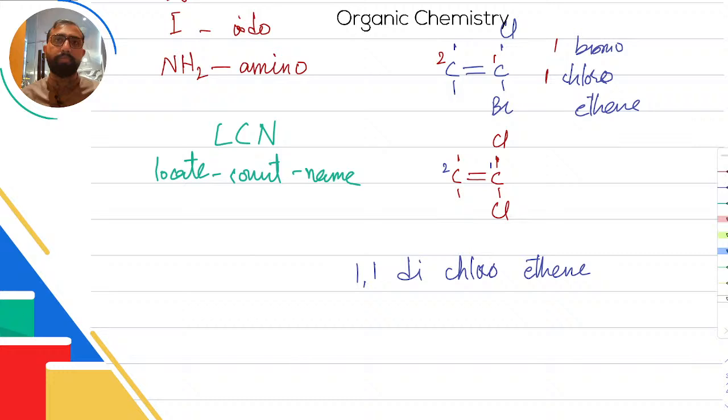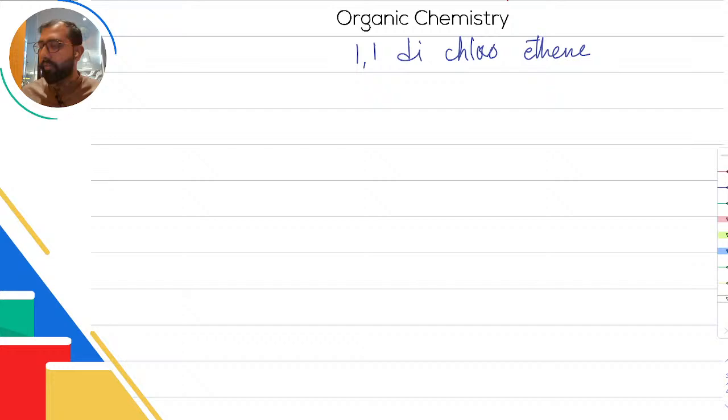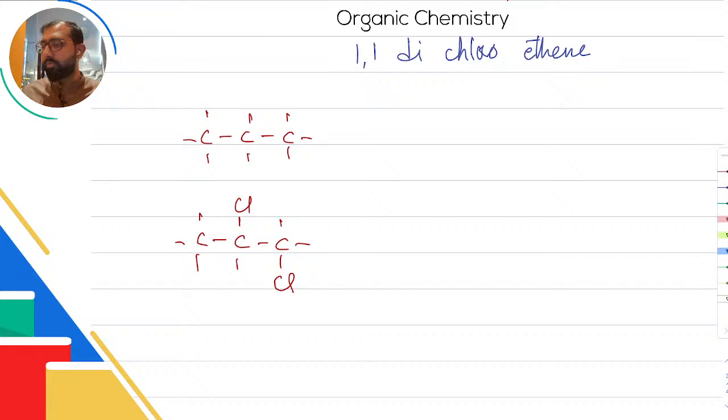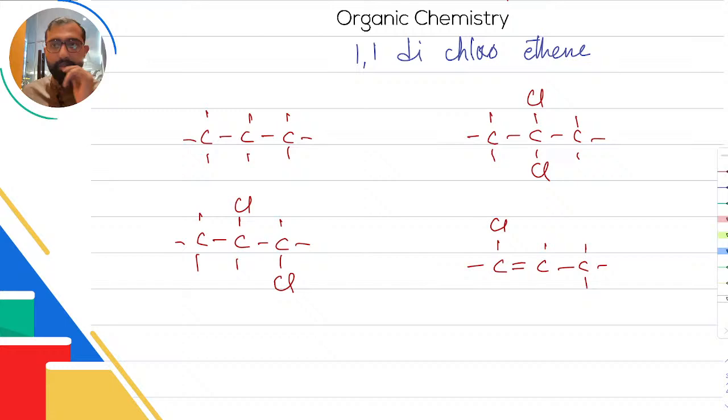Okay, that's important. So I'm going to give you a couple of compounds, and I want you to name them. So this one, this one with 2 chlorine, this one with 2 chlorine but on the same carbon, and this one with a chlorine and a double bond. Go on, take a few minutes, name them.